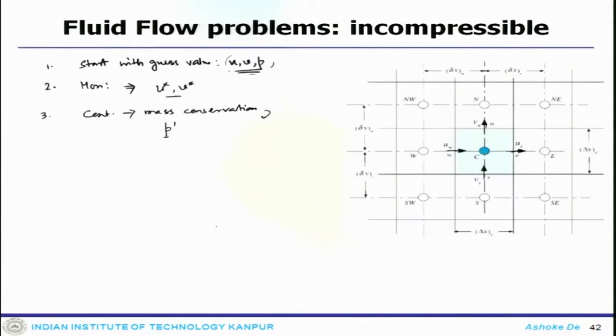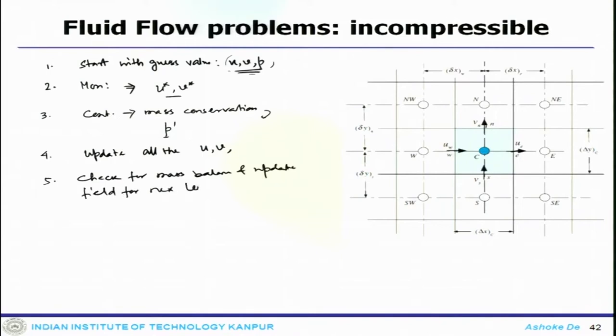So, once you solve for the pressure correction equation, you get the new pressure, and then you update all the U and V, and with that again you check for continuity, so again check for mass balance and update the field for the next level of iteration. So, you repeat this process and get the solution. Now, this is what happens when you deal with the two dimensional grid.